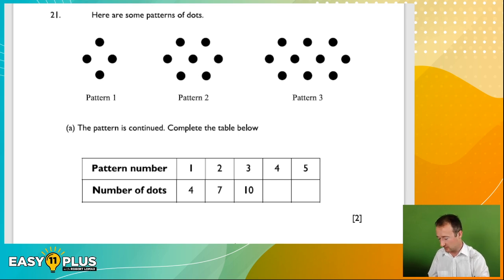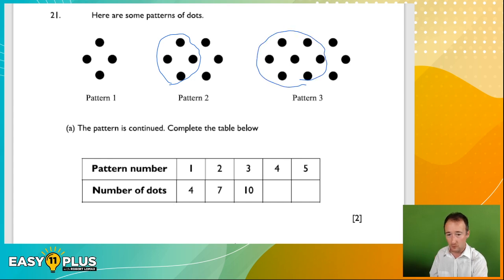So if we look at this, we can see that the first pattern has 4 dots. The second pattern has got the 4 dots from the first pattern and 3 more. And the next pattern has got the 4, 5, 6, 7 dots from the previous pattern and 3 more. So without even looking at the numbers down here, you can see that we're adding 3 dots each time.